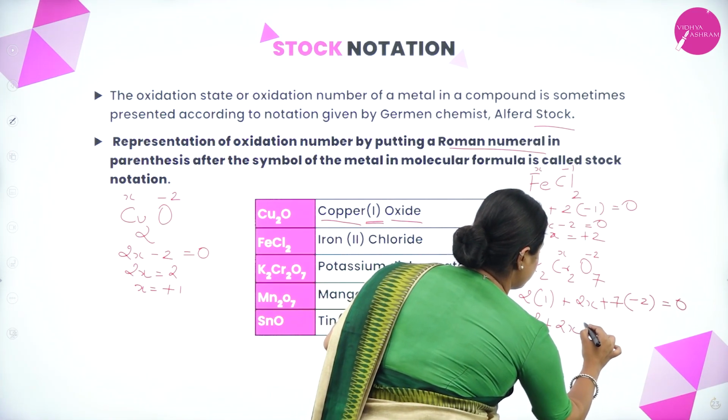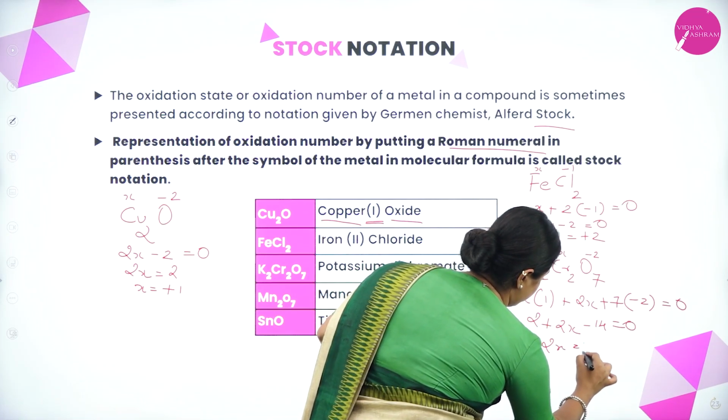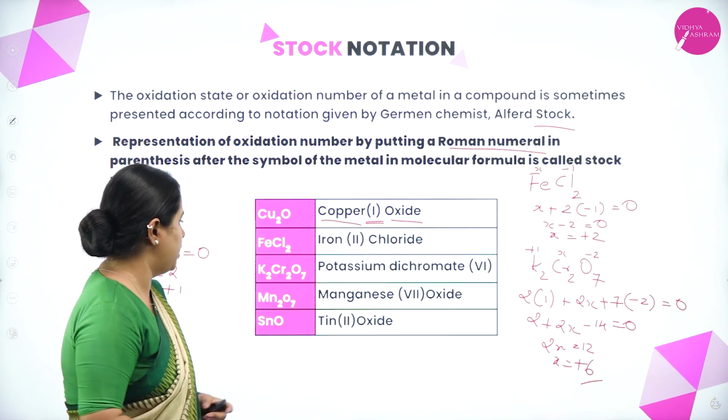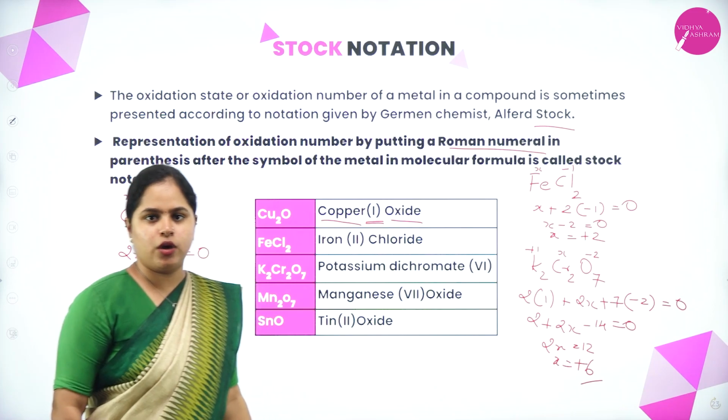7 into minus 2 is minus 14, which is equal to 0. So 2x will be equal to 12, x is equal to plus 6. Again, we got the oxidation number. So it is written potassium dichromate (VI). Okay, so I hope it is clear.